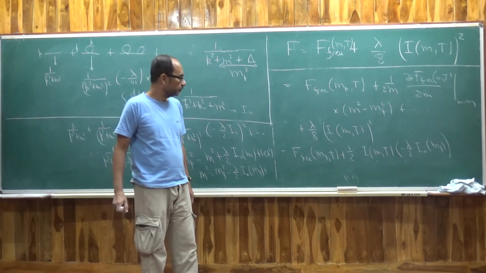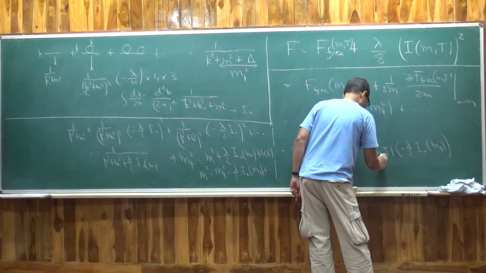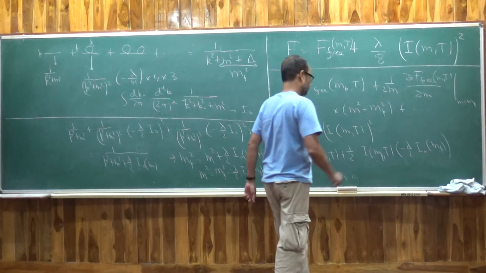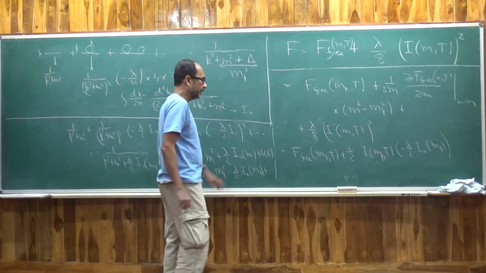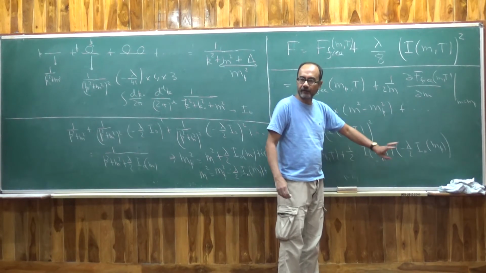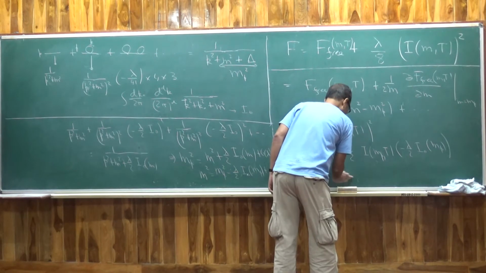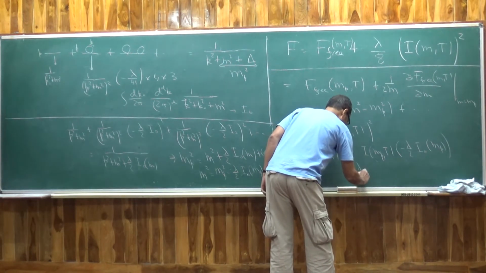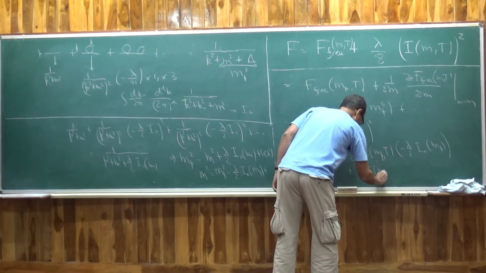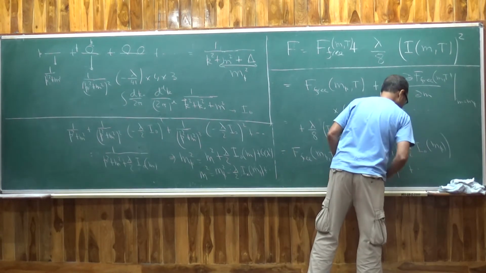By MP, T? Pardon? Yes, because M equal to MP. At this level, it doesn't really matter whether it's M or MP because there's a lambda sitting here, right? But it's better to write it in terms of MP. Plus lambda over 8. Here also I'll write I of MP, T. Plus higher order terms, which you don't care.